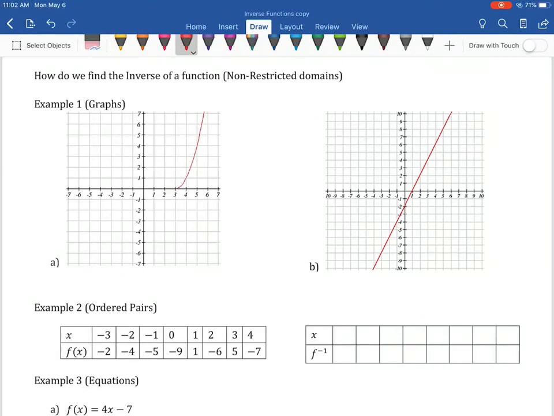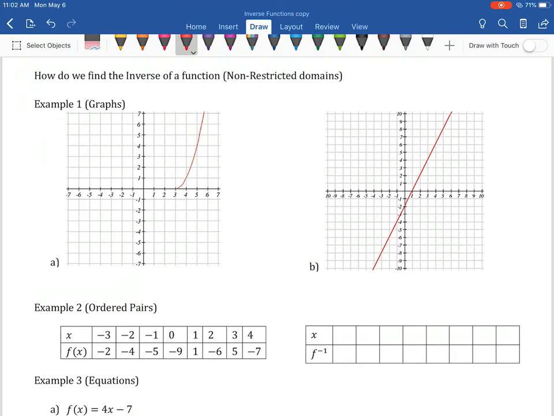In this video, I'm going to show you how to find the inverse of a function, and it depends on what representation of the function is given to you. You could have a graph, you could have a table, or you can have an equation. So I'm going to first start off with graphs.